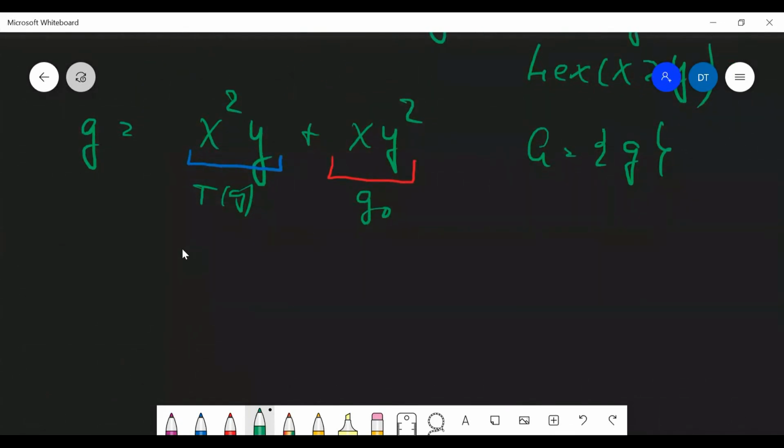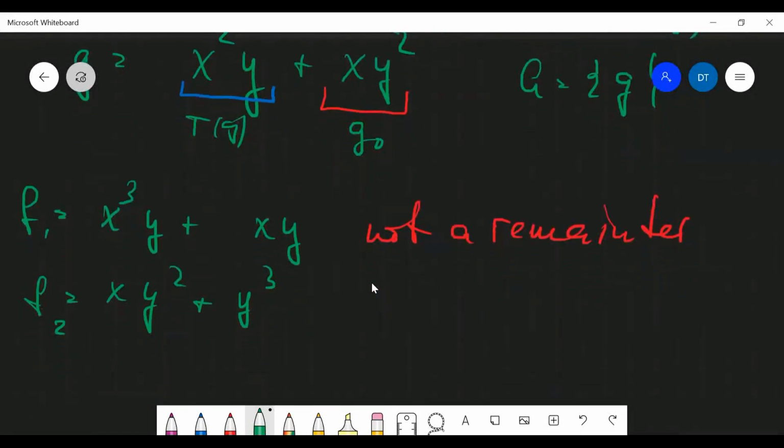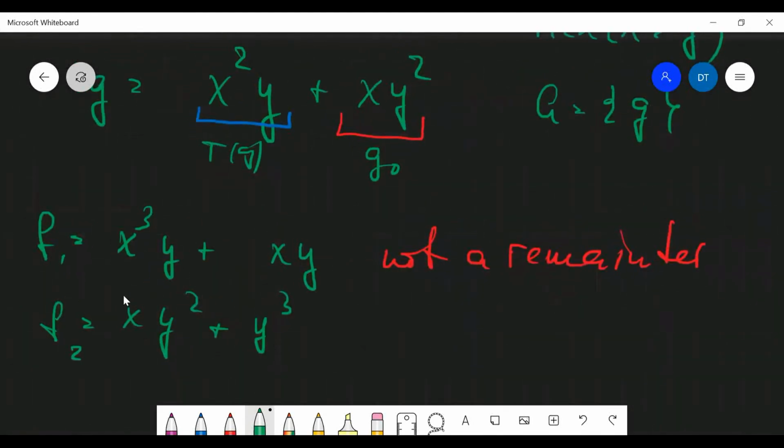Now, if you take a polynomial f, something like x cubed y plus x y, there is an elementary reduction of f with respect to g, because this monomial is divisible by the leader. So this is not a remainder. But if you take something like f1, which is x y squared plus y cubed, then this is a remainder. Why? Because none of its monomials is divisible by the leading monomial here: this one is not divisible by it, and this one is also not divisible by it. You can even add something like x squared, which is also not divisible by this. So this is a remainder.